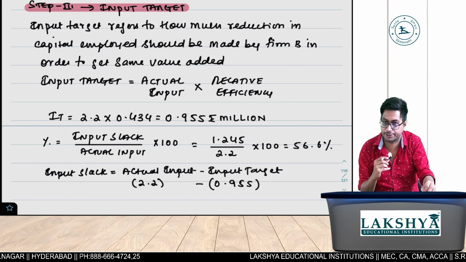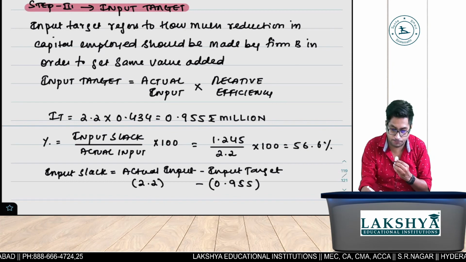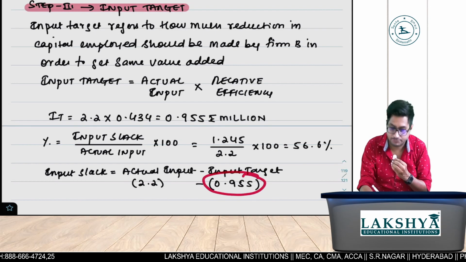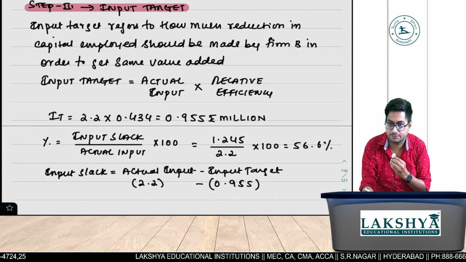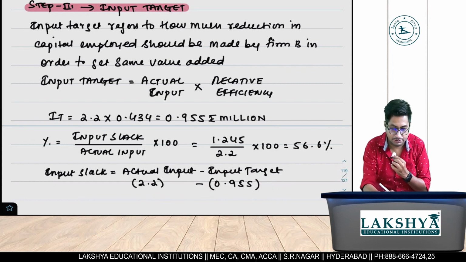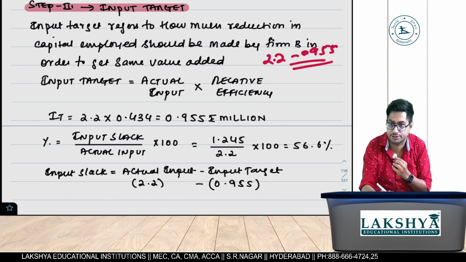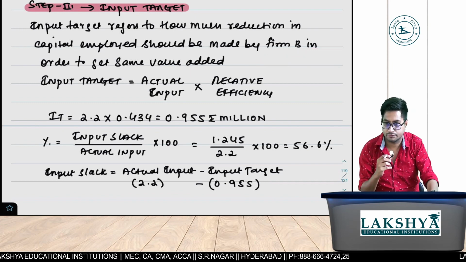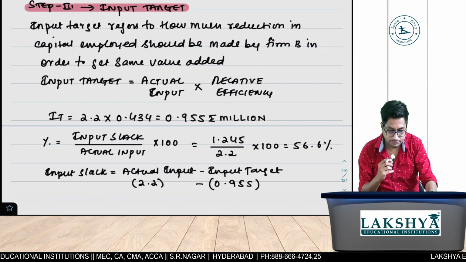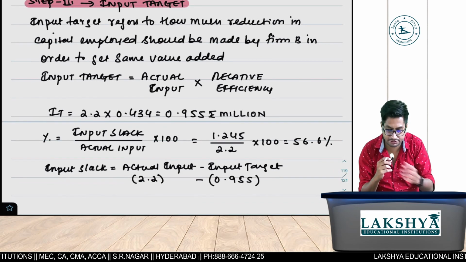How much do I have to reduce? See, how much was the earlier input? 2.2. Now it should be how much? The difference I have to reduce. 0.955 I should not reduce. The difference I should reduce. 2.2 minus 0.955. That much amount I should reduce. How much? 1.24.